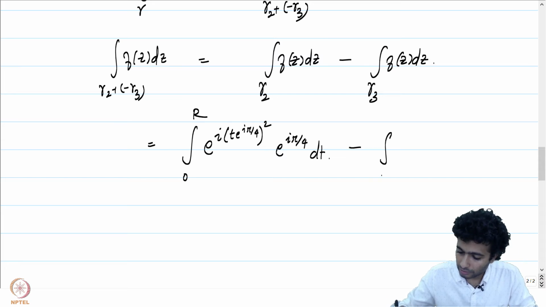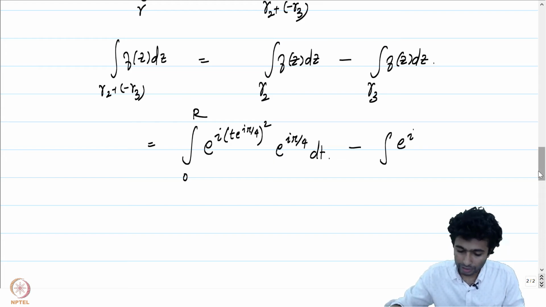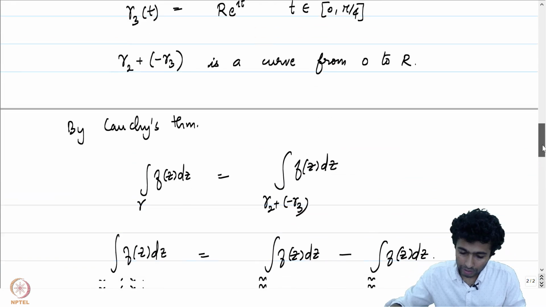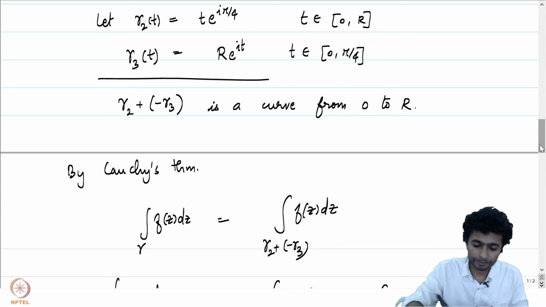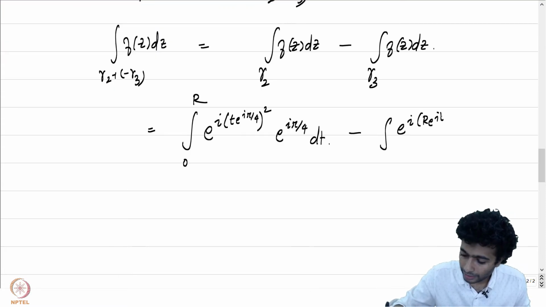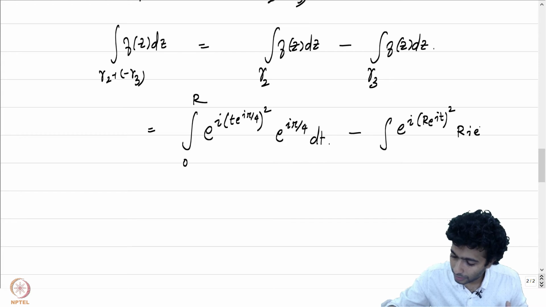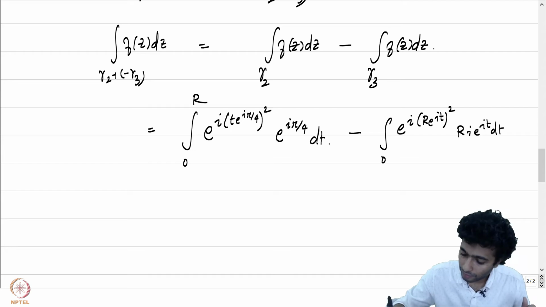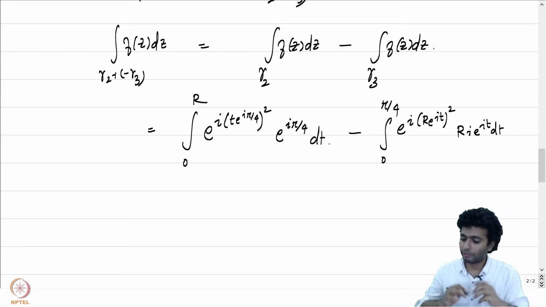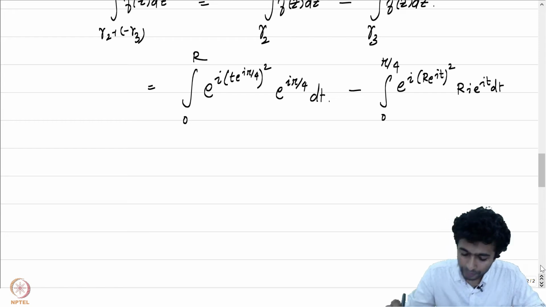The second integral is e to the power i z square. Now gamma 3, let's see what gamma 3 is. Gamma 3 is r e to the power i t for t in 0 to 2 pi. r e to the power i t squared times r into i into e to the power i t dt. That is precisely gamma prime t dt. So I am freely using whatever theory we have developed till now and writing the expressions down here.